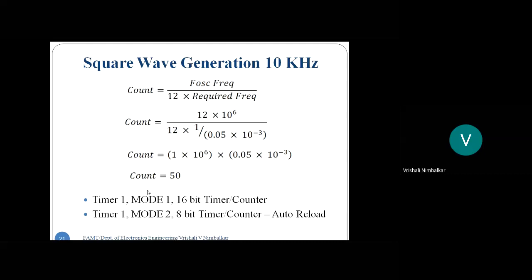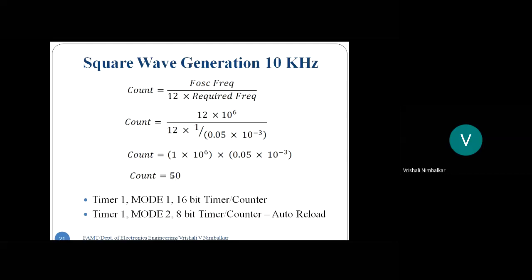Okay. So, whatever count you get, from that count you decide in which mode you should operate. Mode 0, mode 1, mode 2, mode 3. As I told you all, mode 0 is a 13-bit mode, so generally only 5 bits in the lower register and 8 bits in the higher register. So generally, we don't go for using mode 0. We prefer either mode 1 or mode 2. Now, since the count is 50, if we operate in mode 1, the maximum count available is 65,536. Mode 2, the maximum count available is 256.